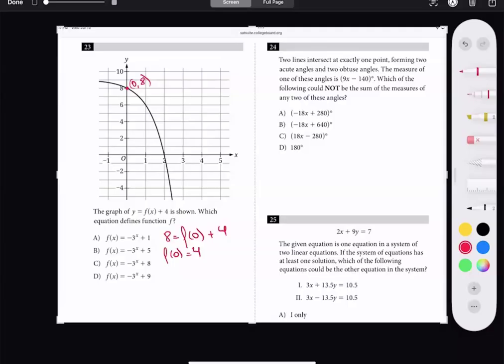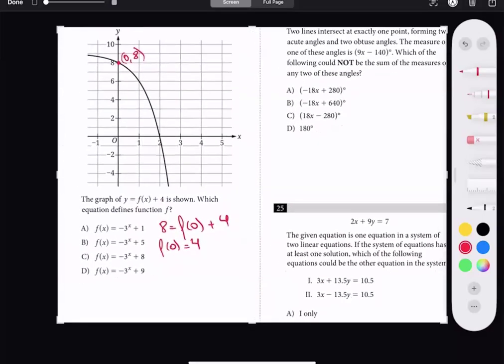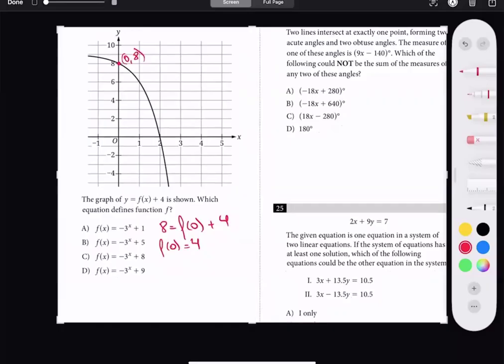Oh my gosh. Wait, okay, I see what happened. So it'd be B, right? It's B. Okay. So when x is 0, the value of f of x is 4. Do you agree? So now we need to go to the choices. So you said B. f of x is equal minus 3x plus 5.